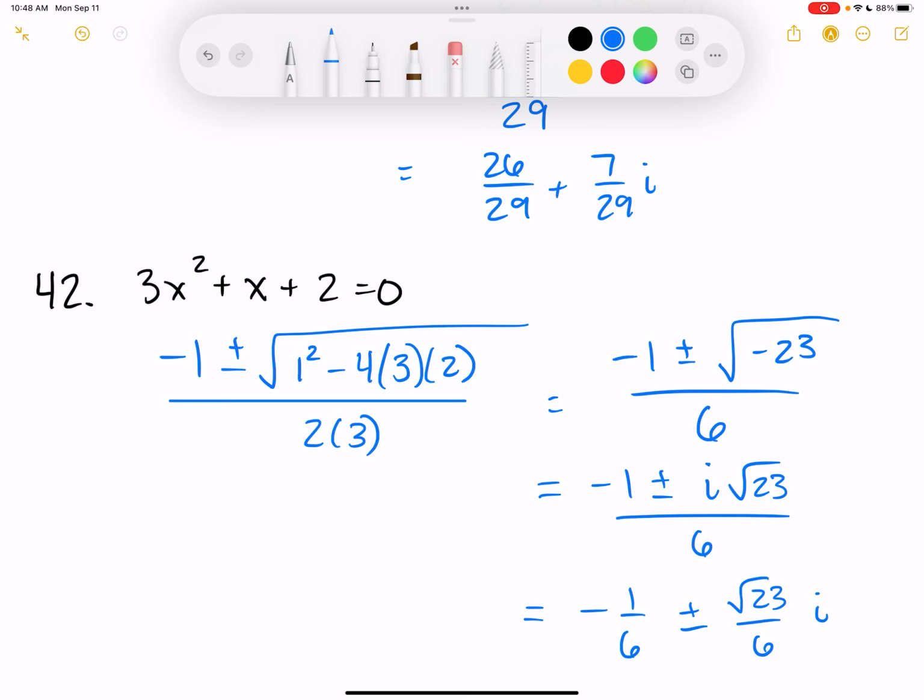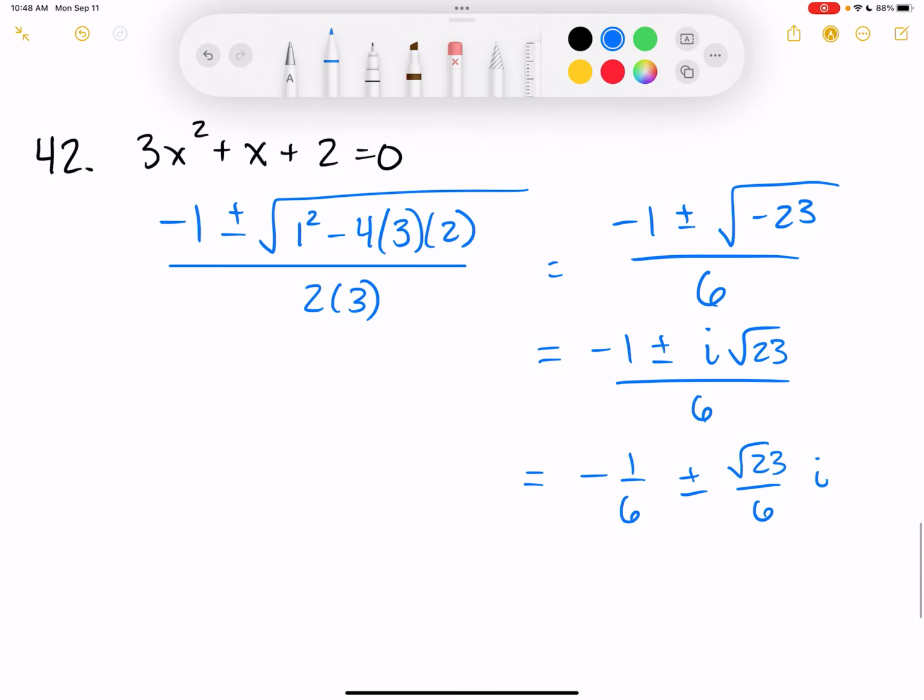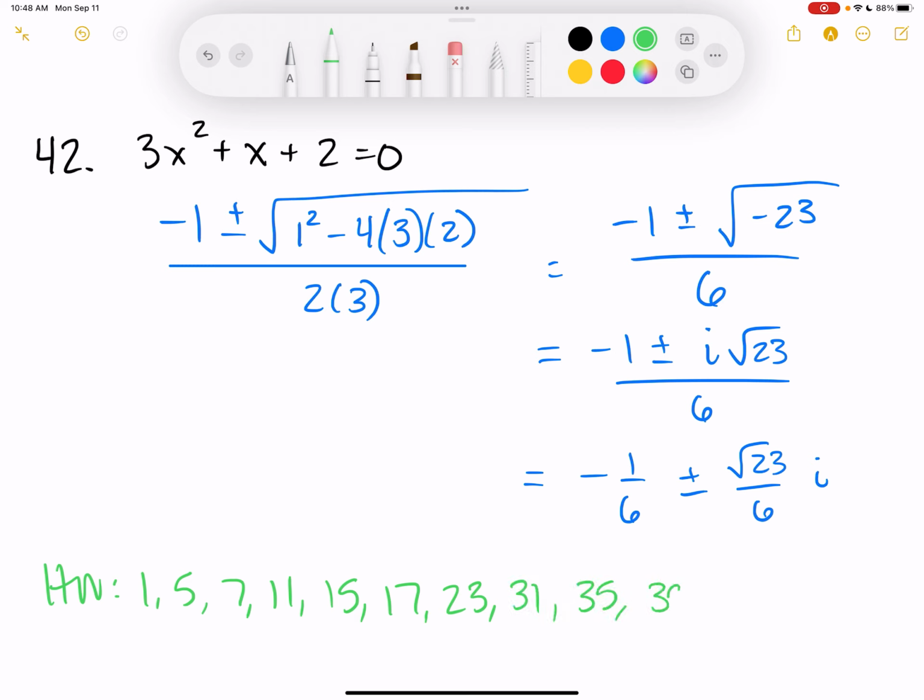Any questions on any of this stuff? All right, so your problems, and I will give you time tomorrow to do them as well, just because it is a lot: 1, 5, 7, 11, 15, 17, 23, 31, 35, 39, and 41.